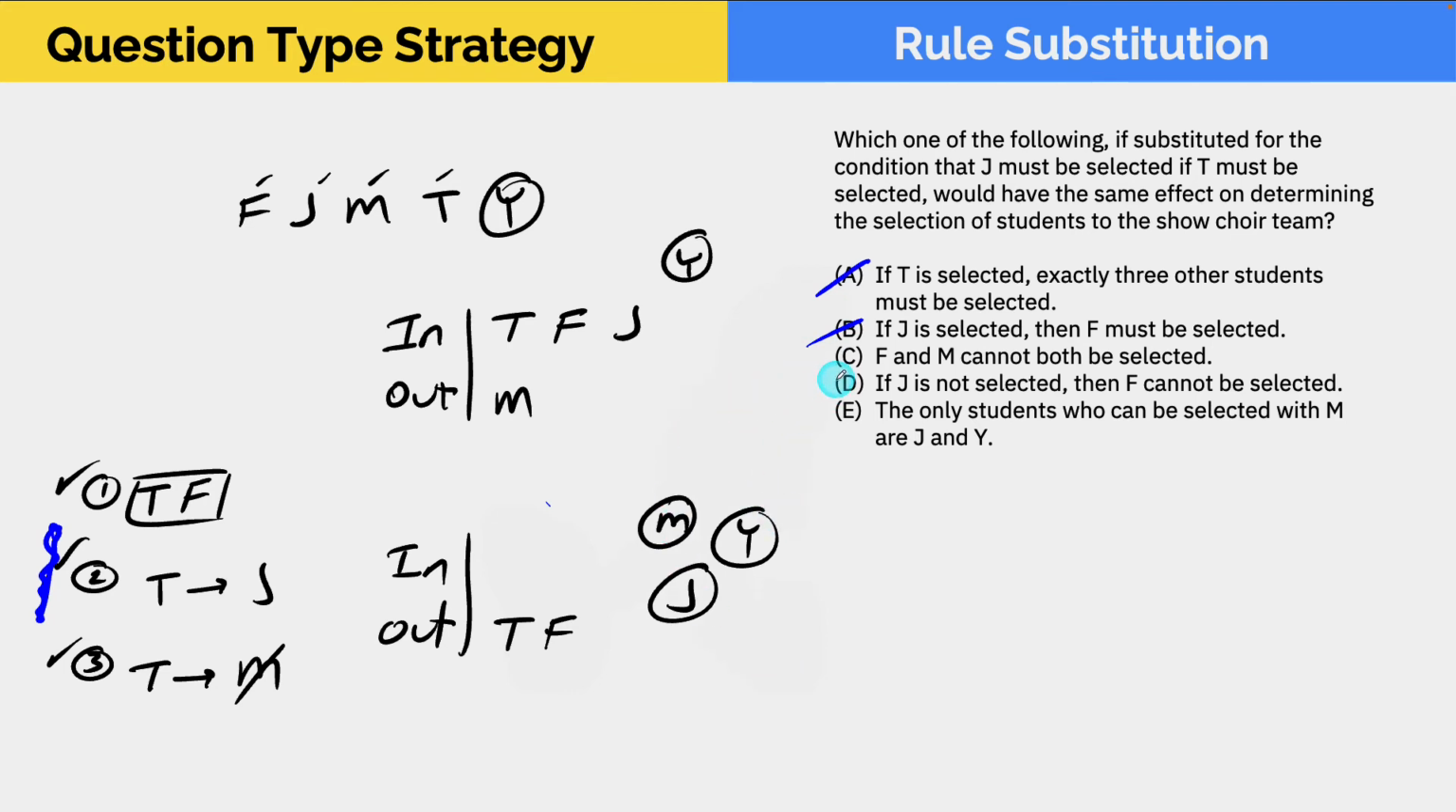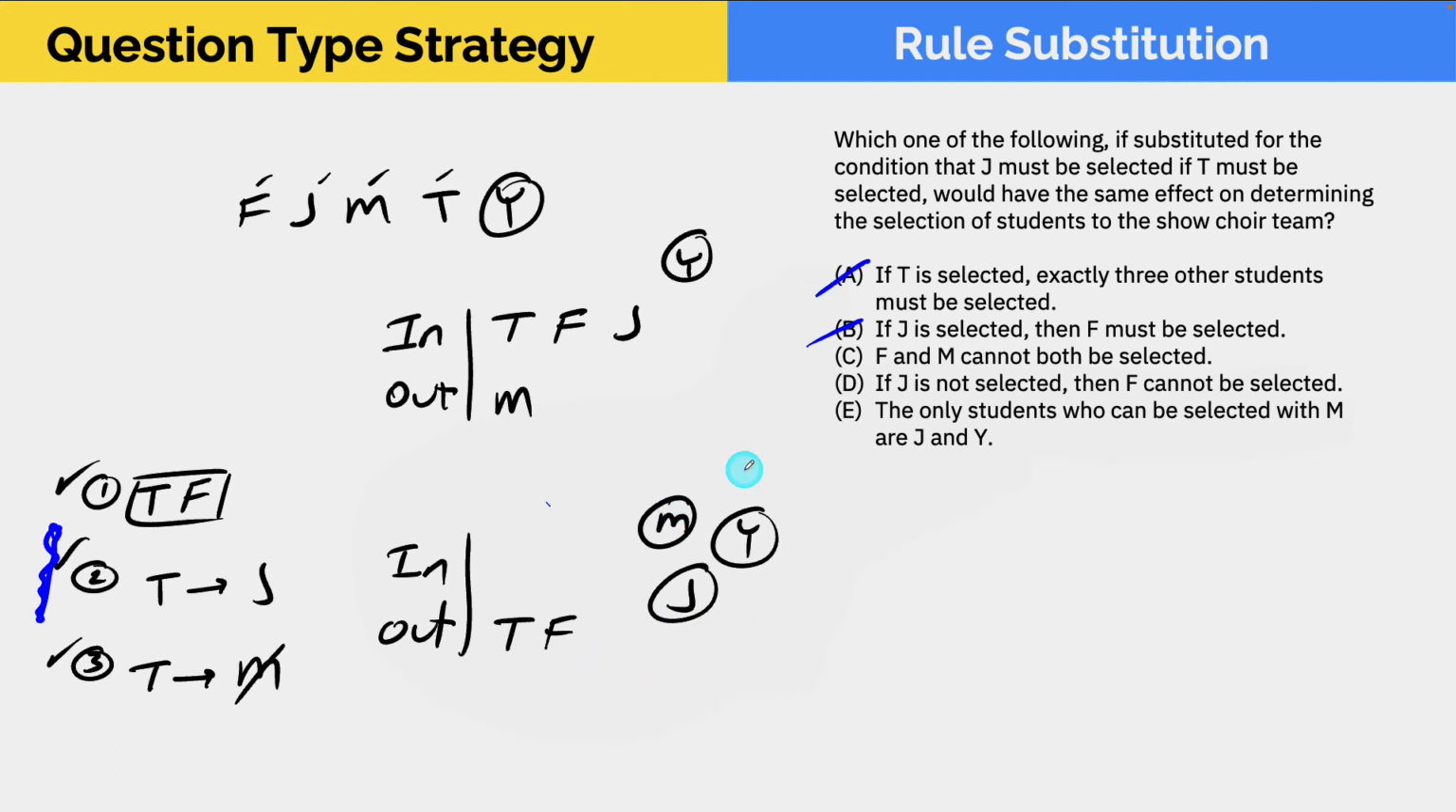What about D? If J is not selected, then F cannot be selected. And that was true because under the original rules, in the world where you could put J out, you do have to put F out as well. So let me move on to answer choice E. The only students who can be selected with M are J and Y. Now that's also true because under the original rules, in the second world, which is the world where you could put M in, the only other ones that could go in with M are Y and J.